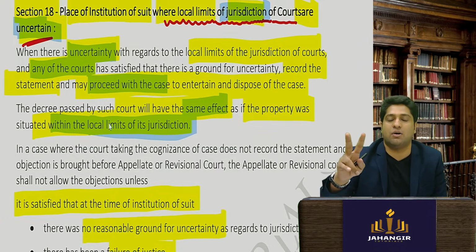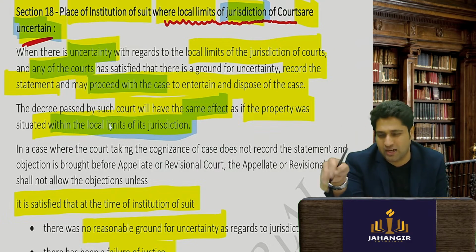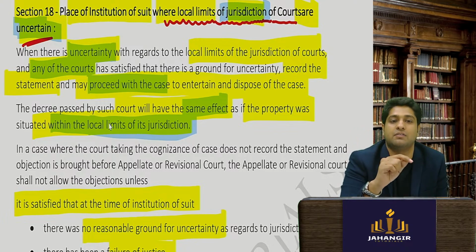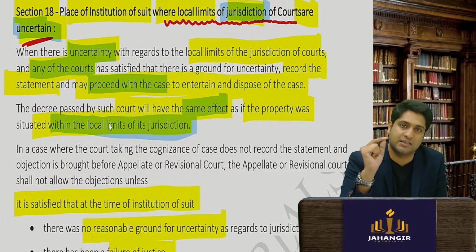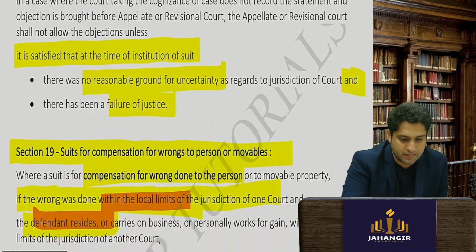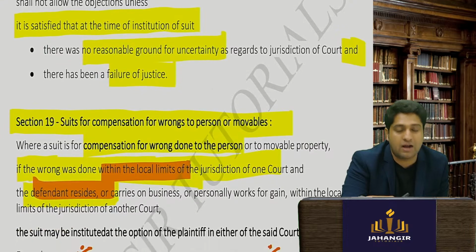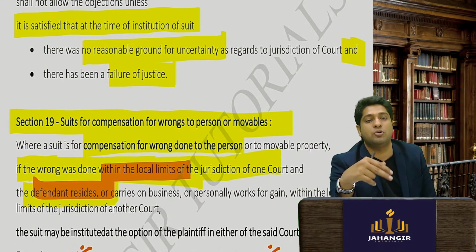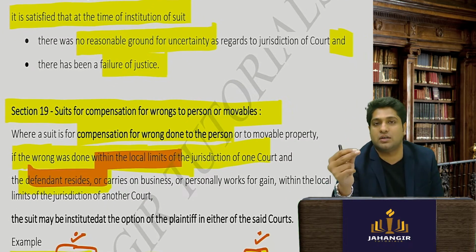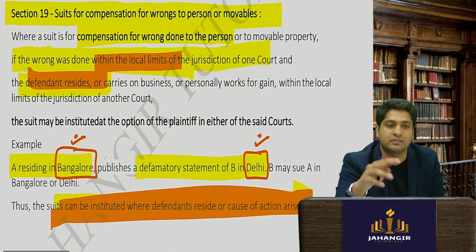So whenever there is a doubt, courts can mutually agree that you take up the matter or I take up the matter. Then it will be deemed to have the same effect as if it was actually in their jurisdiction. However, this will be treated as invalid if we come to know that there was no uncertainty, or there was a miscarriage of justice. Then we'll say you are doing fraud with us, so they can disallow.